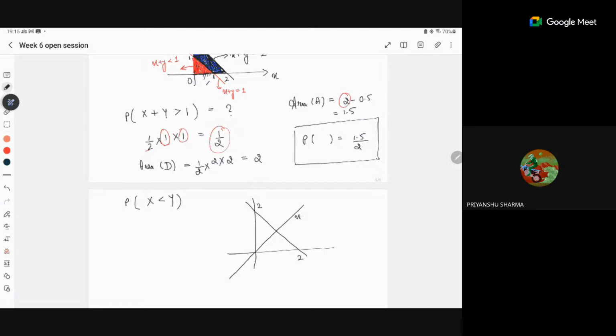So this is my x is equal to y. Okay, so what is y greater than x? This would be this region. So you will have to find the, so this is my A. Now you will have to find the area of A and then divide it by the area of D.